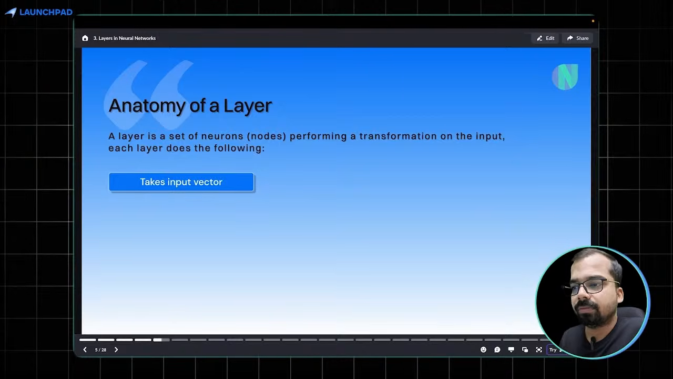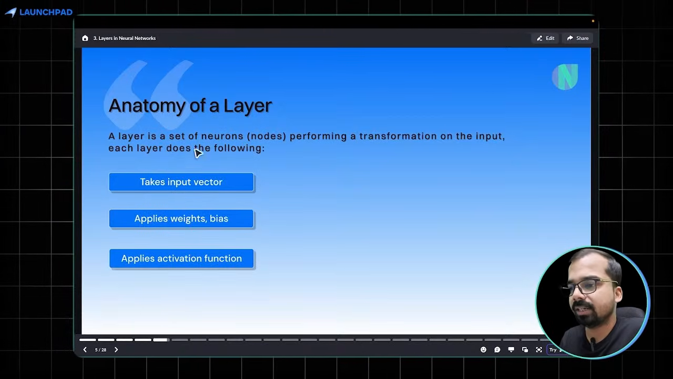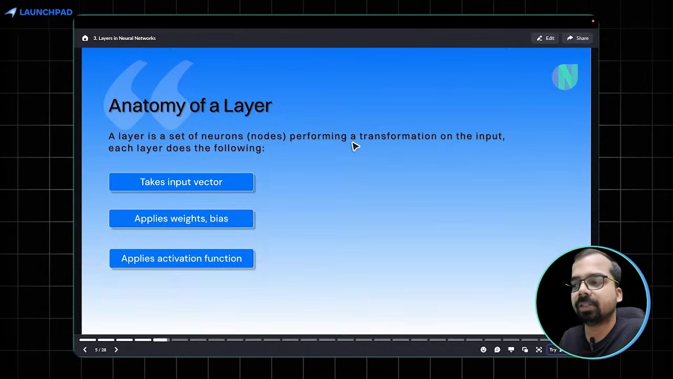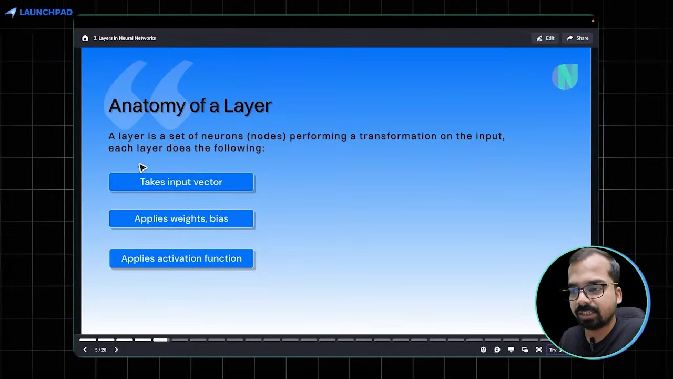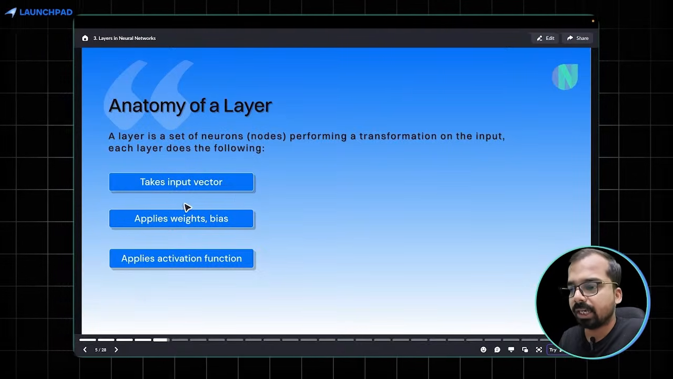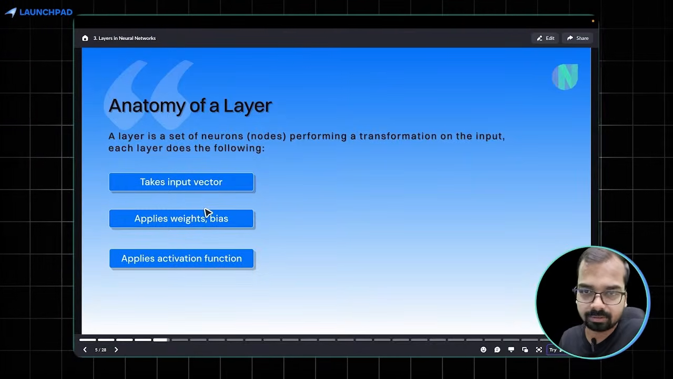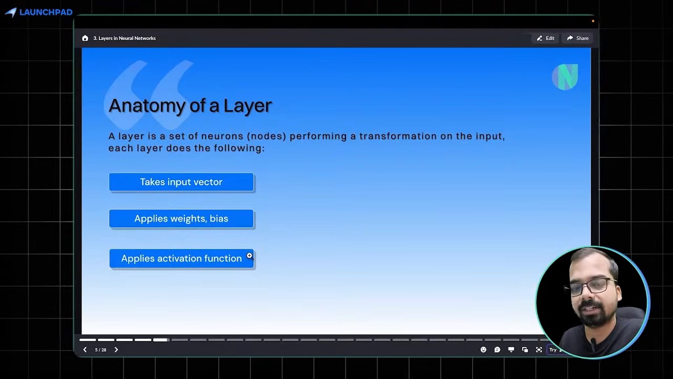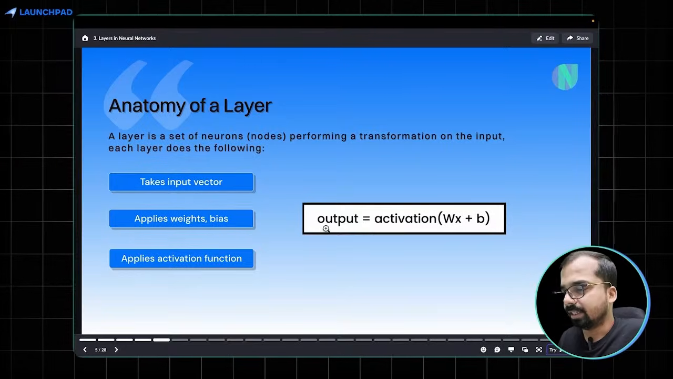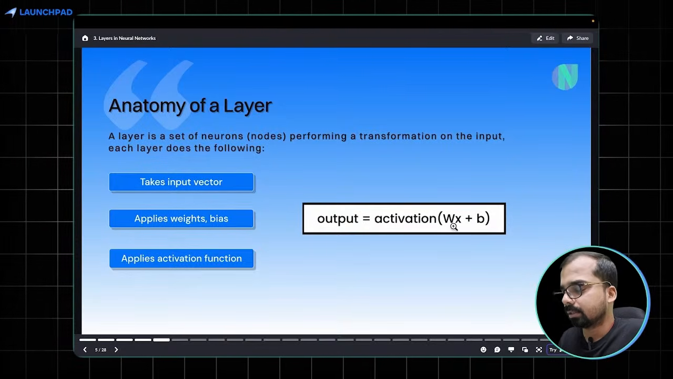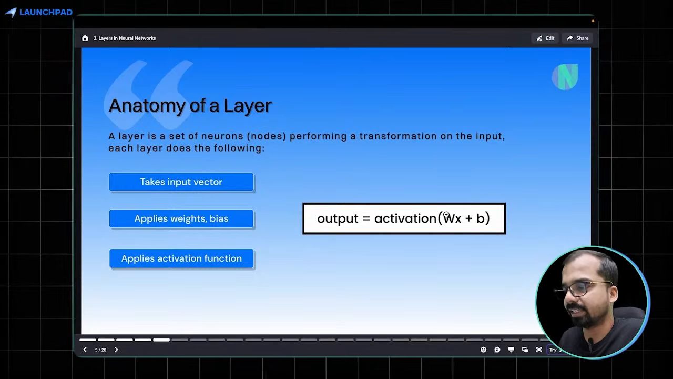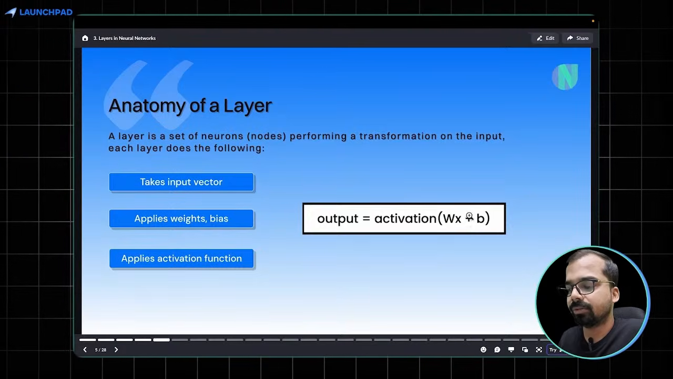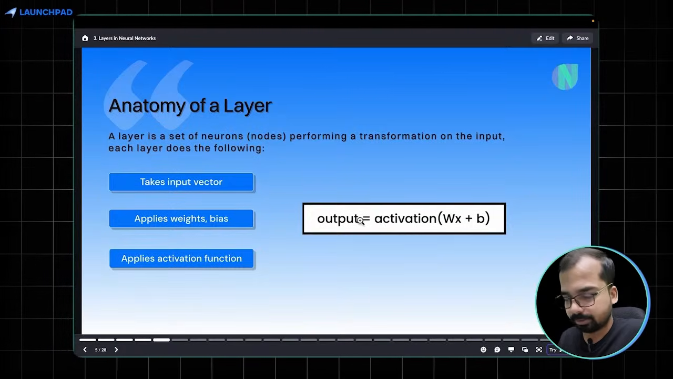Now, what is the anatomy of a layer? A layer is a set of neurons, we can call them nodes also, which are performing a transformation on the input. Each layer does the following. It takes the input vector, it applies the weights and biases that we have seen in our previous class, and then it also applies the activation function for non-linearity. And that is the output. So output is basically Wx plus B, so weights and biases applied to the input, and then that entire value that you get is passed through an activation, and that is the output.